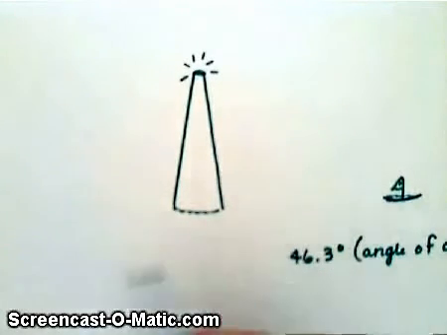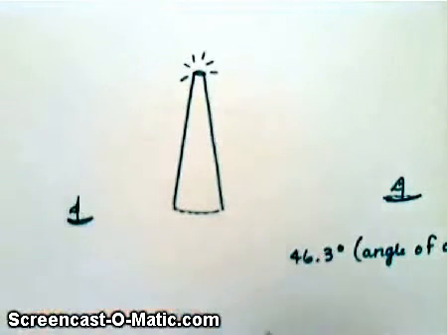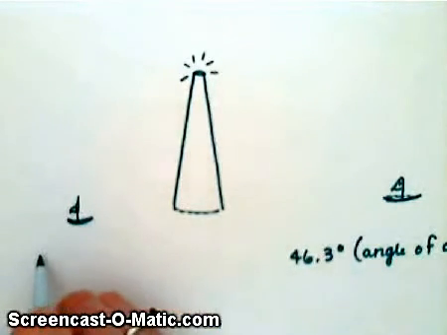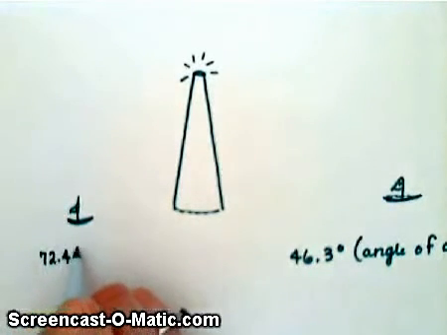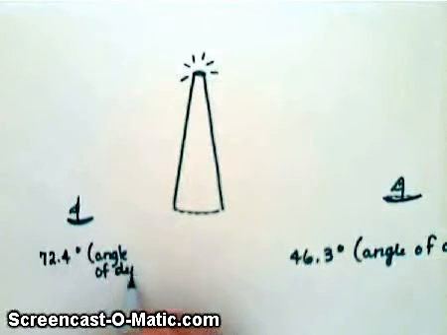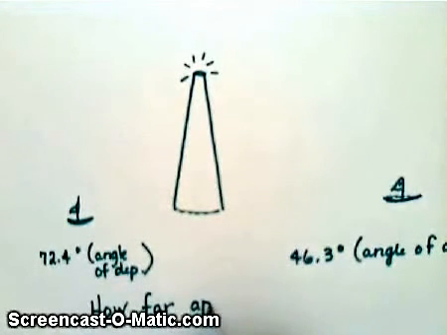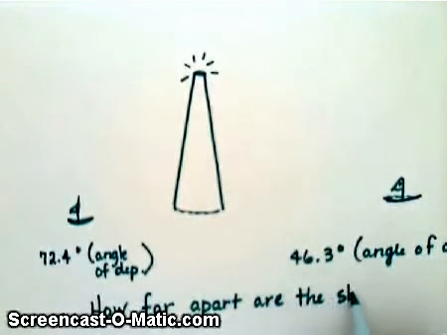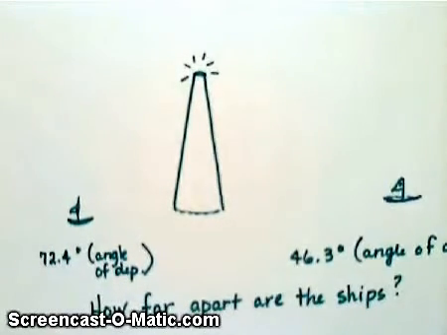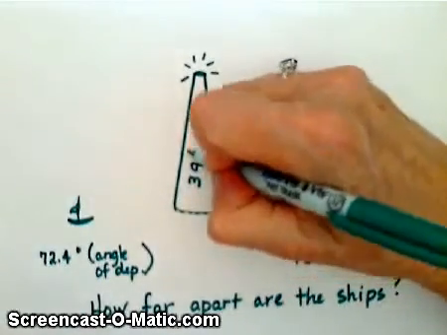Okay, and out the other side, it spots another boat on the other side of the lighthouse, and the angle of depression to it is 72.4 degrees. Also an angle of depression. And the question is, how far apart are the ships? And you need one more piece of the puzzle, and that is that the lighthouse is 39 feet tall.